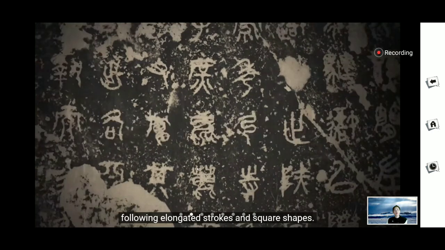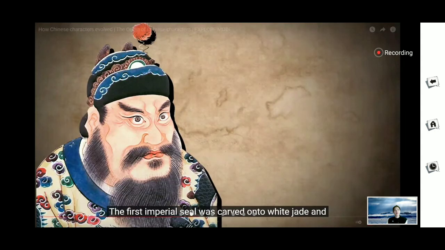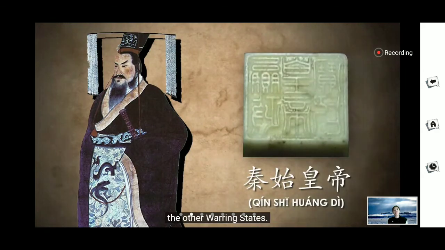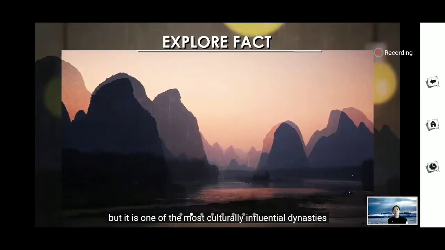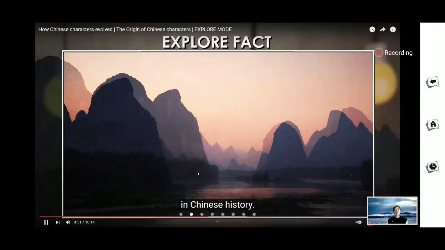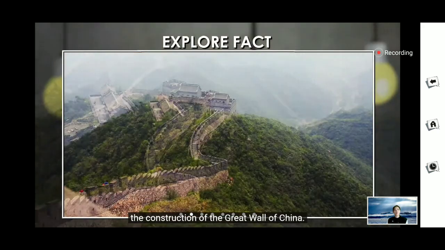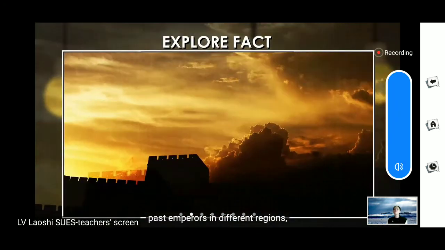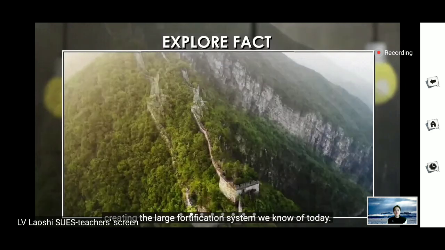The first imperial seal was carved onto white jade and was commissioned by the first emperor of a unified China, Qin Shi Huangdi, after he defeated the other warring states. The Qin dynasty lasted just 36 years, but it is one of the most culturally influential dynasties in Chinese history. One of Qin Shi Huang's greatest projects was the construction of the Great Wall of China. Before his reign, there were pieces of wall by past emperors in different regions, but it was Qin who connected large stretches of them. Other dynasties after his would follow suit, creating the large fortification system we know of today.